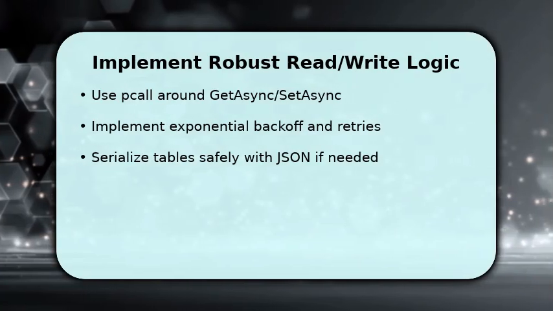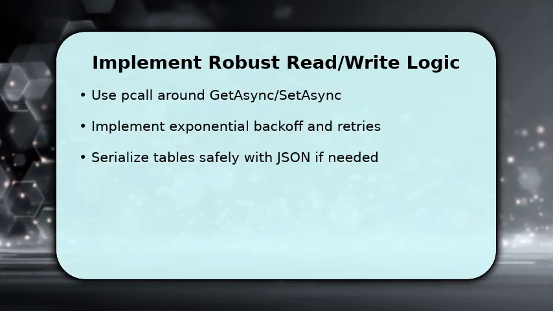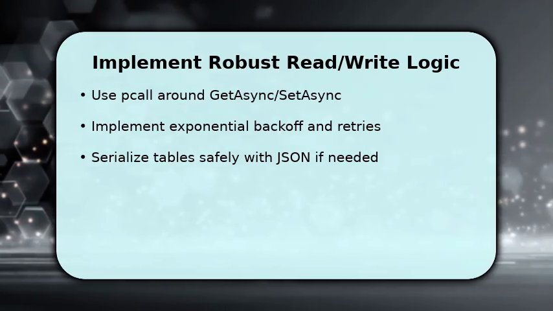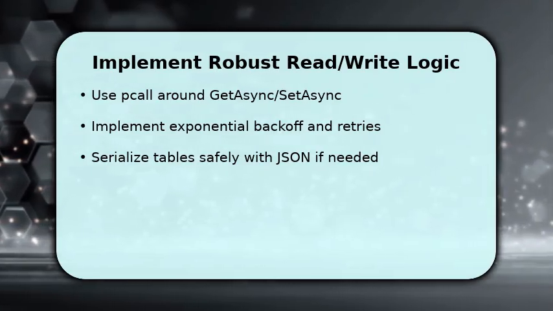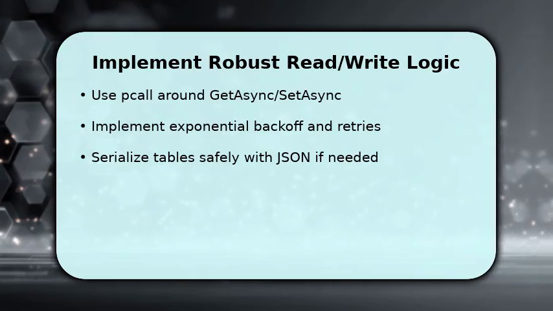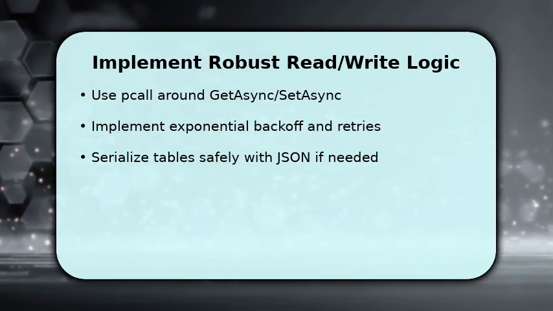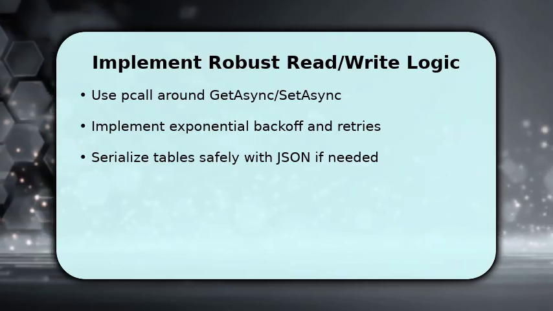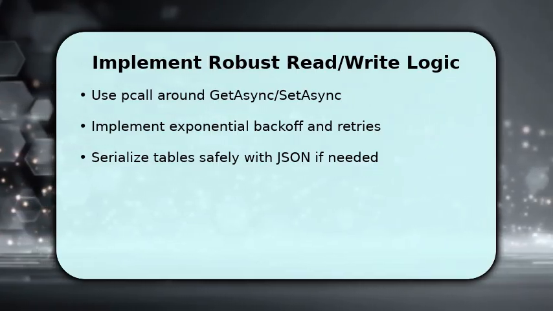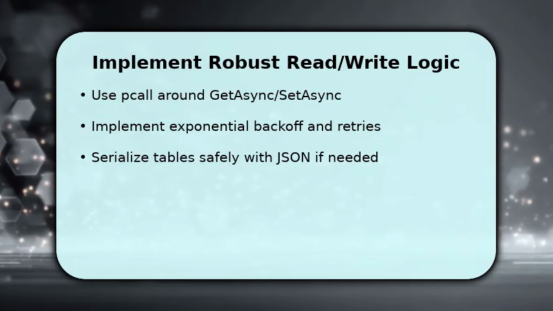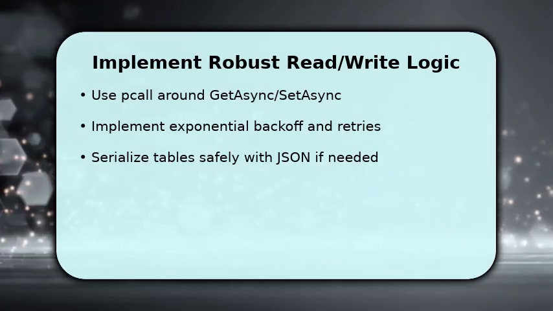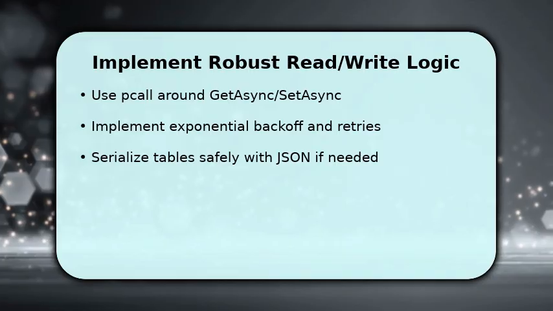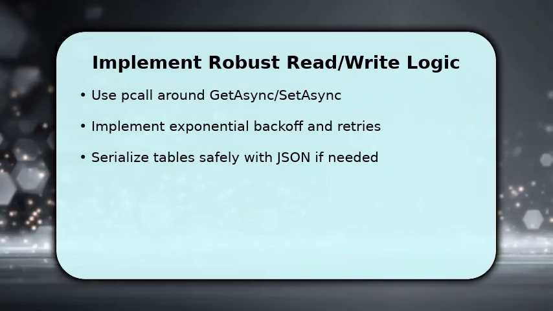Now implement robust read and write functions using pcall around getAsync and setAsync so runtime errors don't crash your flow. Use exponential backoff and a limited retry loop for transient failures. This prevents rate limits from breaking saves. Validate and sanitize values before writing, and serialize complex tables with HttpService JSON encoding where necessary.